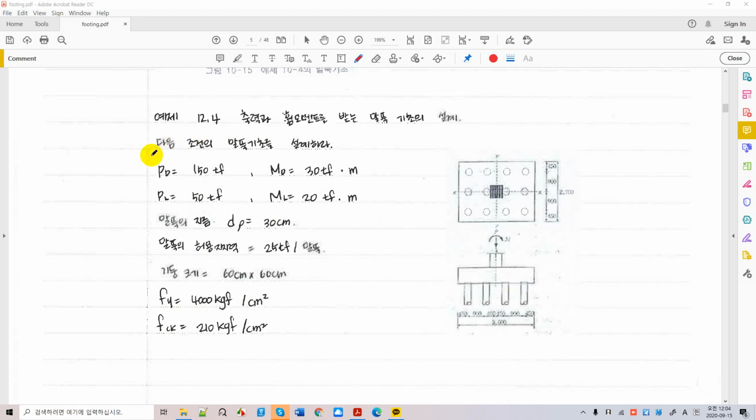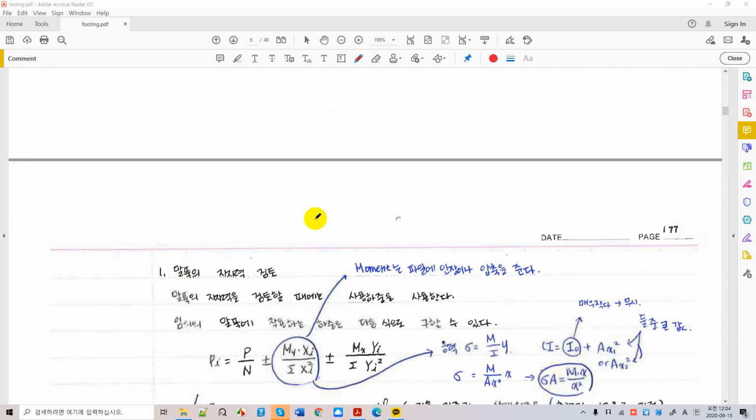Okay. All this loading, service load, service moment. One thing that is really different from previous examples is that we have overturning moments here. The column is subjected to overturning moments in both axes, right? This is mostly different from the previous design examples and very significant to understand. Okay, let's take a look at the example.